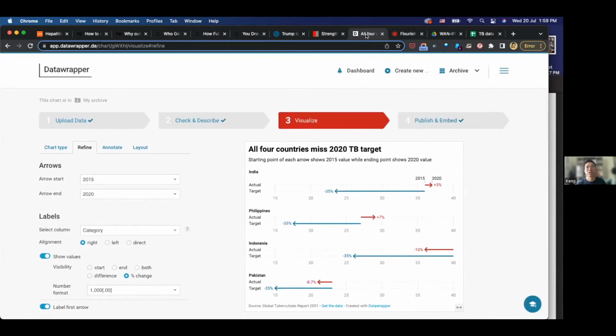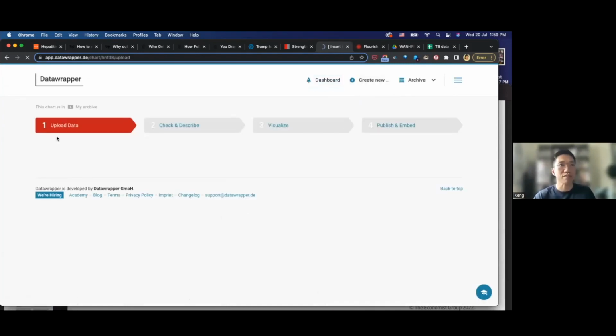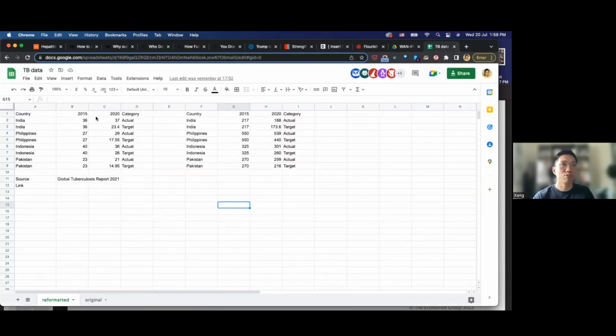So let me do this very quick demonstration, right? So let me go to the dashboard. I'm going to create a new chart. Okay, so it's very easy. I click the chart. So first I need to upload my data. Okay, how do I upload my data? I have to prepare my data.